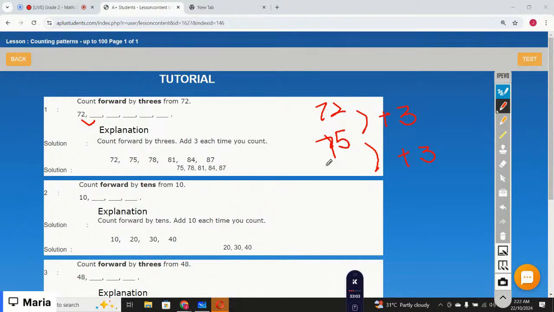75 plus 3 is 78. Then count again by 3. You have 5 numbers you need to find. 78 plus 3 is 81. Then for the fifth one, add again 3. So 81 plus 3 is 84. So the numbers are 72, 75, 78, 81, and 84. Got it? So that is same as skip counting, right?